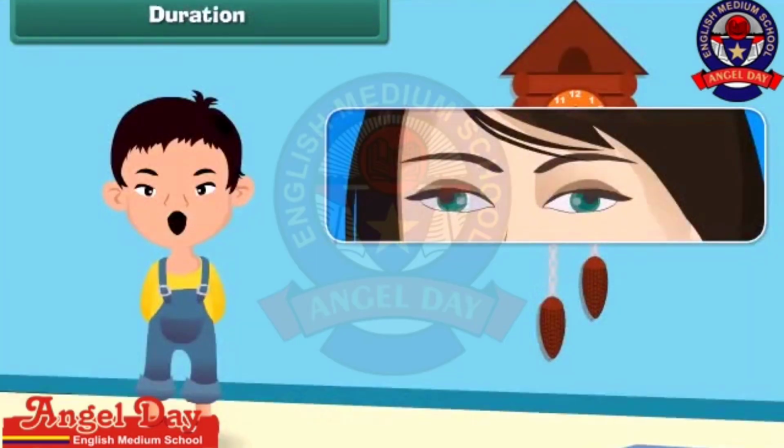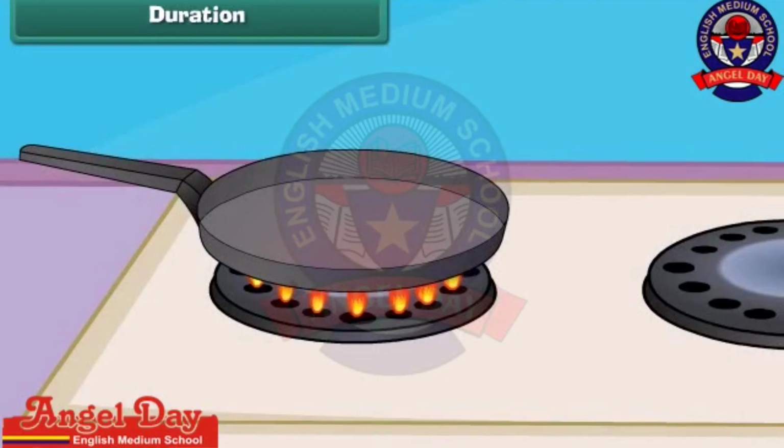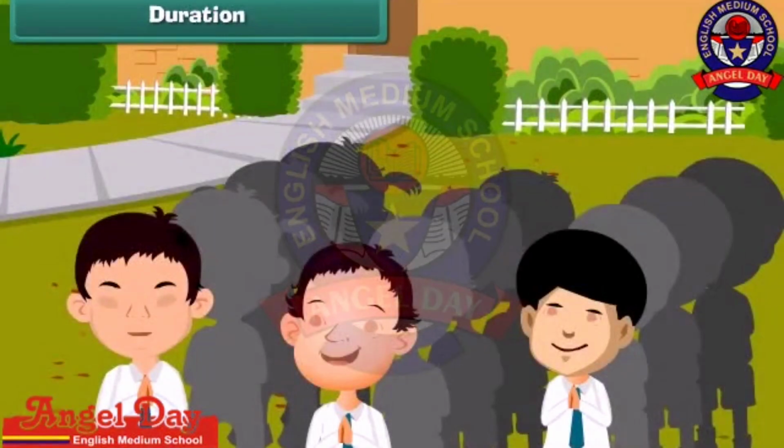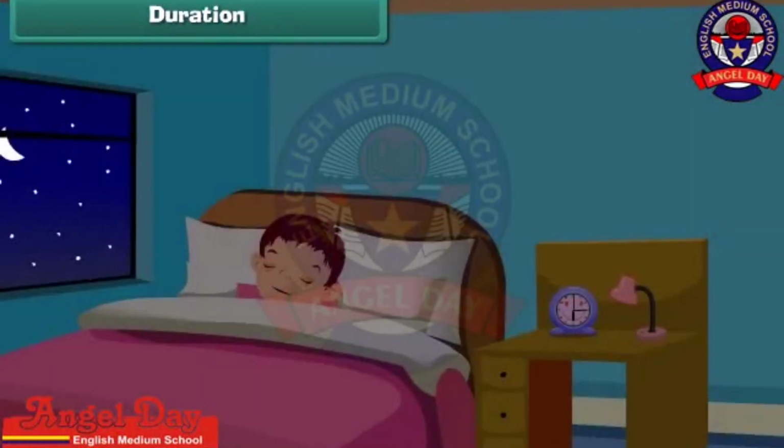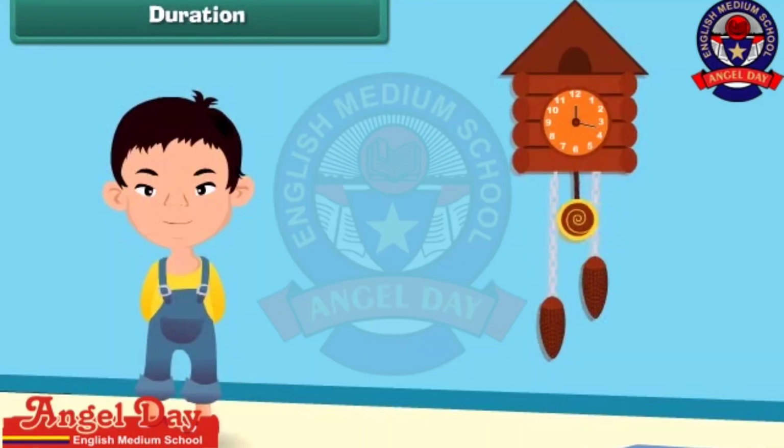Can you tell me how much time we take to blink our eyes? Yes, it takes only a few seconds. Similarly, when we touch a hot object, we take our hand back in a few seconds. But when we go for a morning prayer in a school, it takes a couple of minutes rather than a few seconds. Similarly, it takes hours to fall asleep at night. So we can say that some activities in our daily life take more time than others.